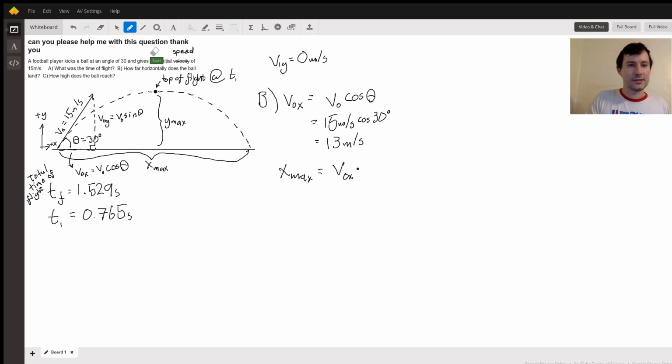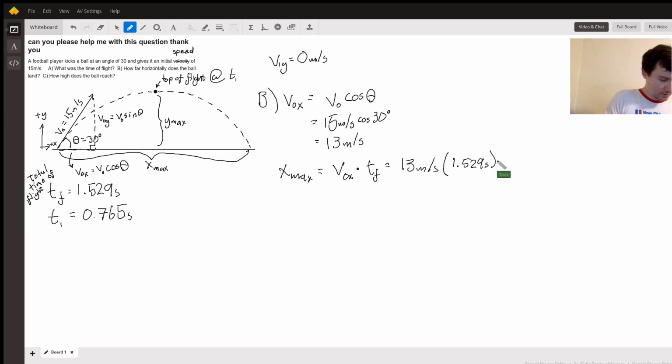That is tf, not ft. So 13 meters per second, and our total time of flight is 1.529 seconds. 13 times 1.529 is 19.877, and then meters per second times seconds, well, the seconds cancel out there. So 19.877 meters. Again, we were asked for a distance, how far horizontally does the ball move, and we found an answer with units of meters. That suggests that our analysis was at least dimensionally correct.